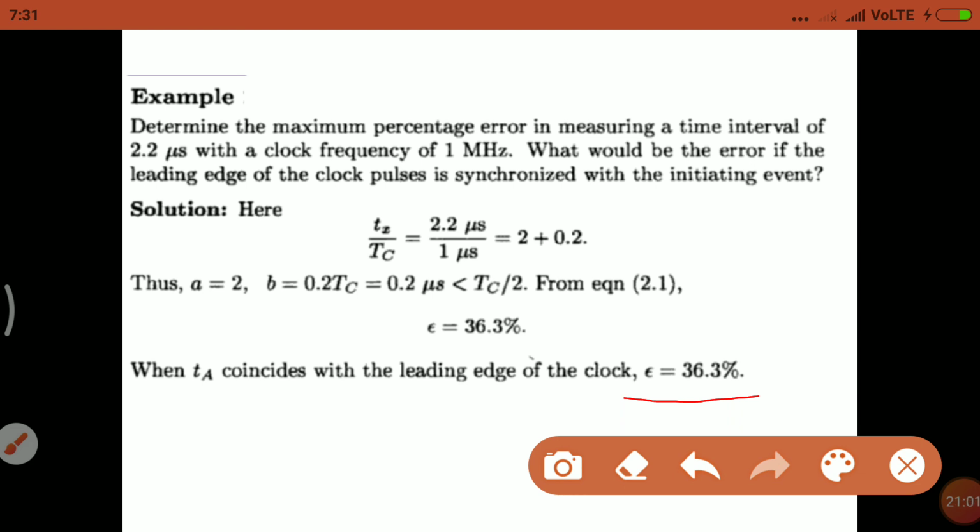In the next video we are going to start the Vernier scale to find out the time interval. That is the next part. Here we will stop.